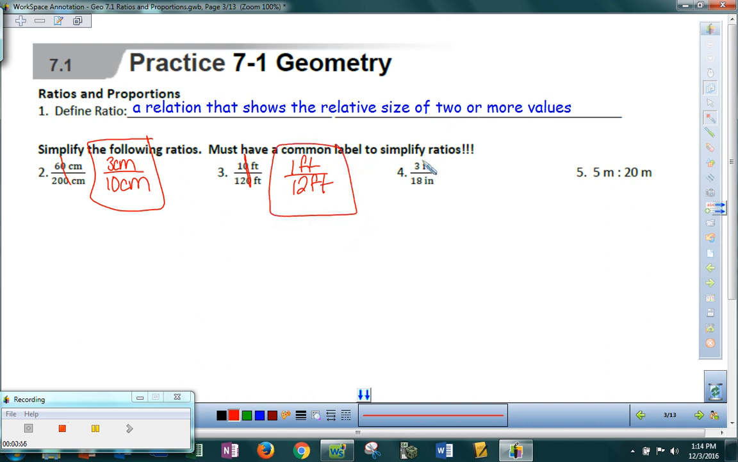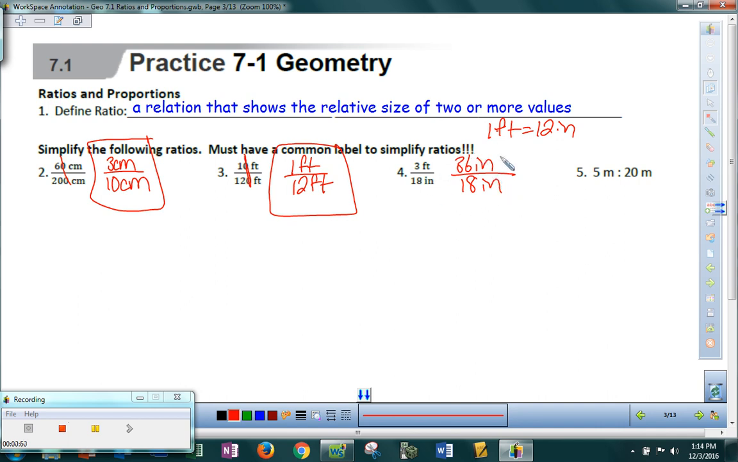Now, notice on number 4 we've got feet in the numerator and then inches in the denominator. So what we have to do is change one of these so that we're in the same measurement. Now, we know that 1 foot is the same thing as 12 inches. Well, we don't have 1 foot on the top, we have 3, so we can say that's 12, 24, 36 inches. Then on the bottom, 18 is already in inches, so we will leave it like that.